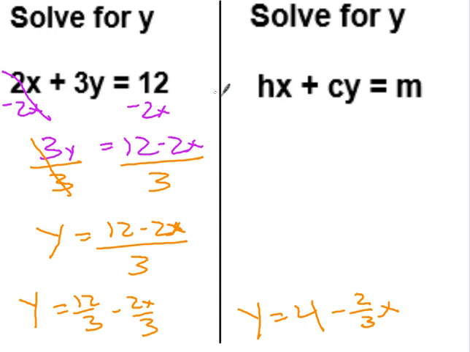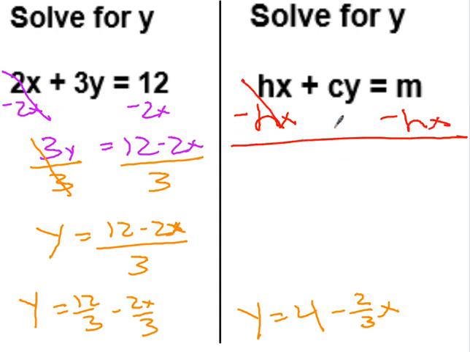The first thing I did is I got rid of this term over here. So I'm going to subtract hx. I don't know what the h is. It doesn't matter. That's exactly the same process. Those go away. I still have this cy here. m minus hx, don't know what it is, so I'm just going to write it as m minus hx.